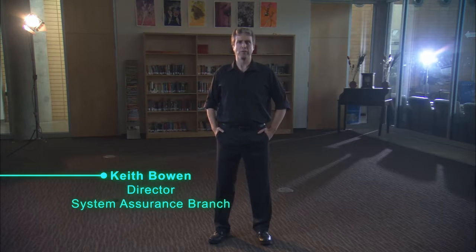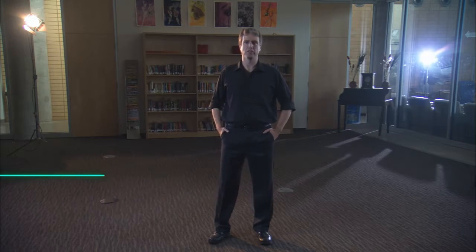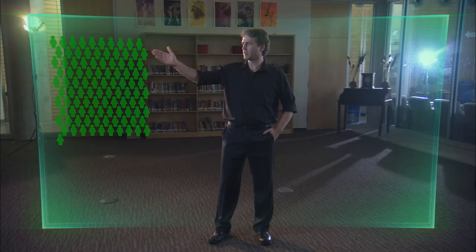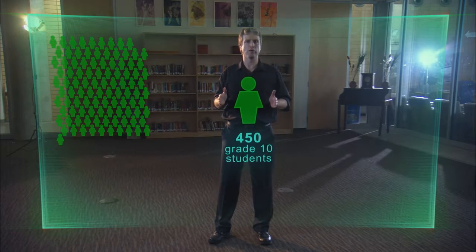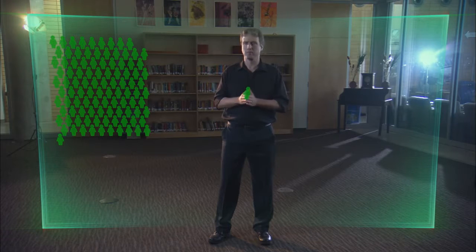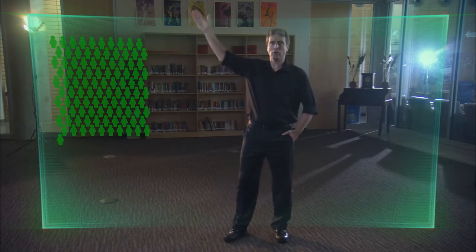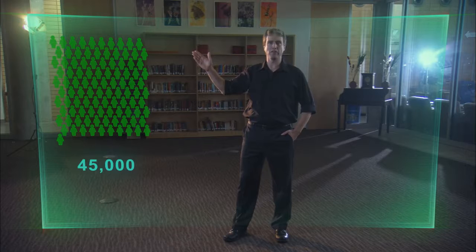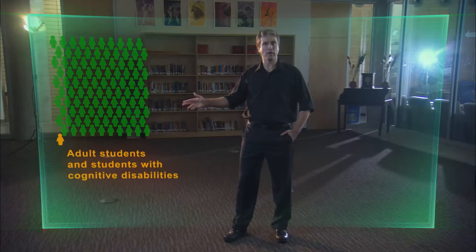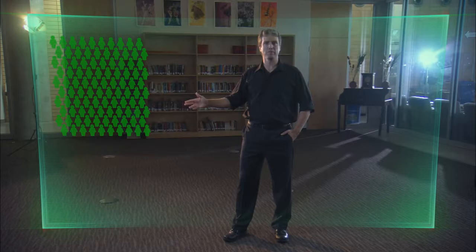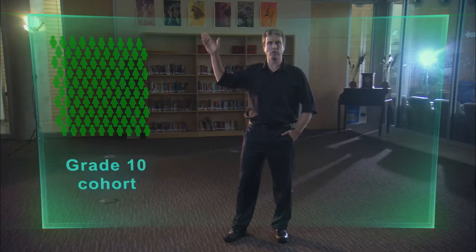Let's talk about how Alberta Education calculates high school completion rates. We'll start with this icon. Say it represents around 450 grade 10 students. Then this block represents the approximately 45,000 students that enter grade 10 in Alberta in a given year. We remove a small group of students from the mix who are adults or have certain cognitive disabilities. The remaining group of students is our grade 10 cohort for the purposes of measuring high school completion.